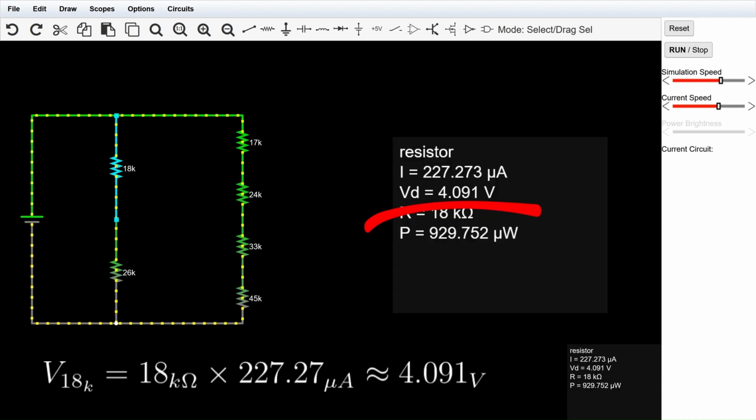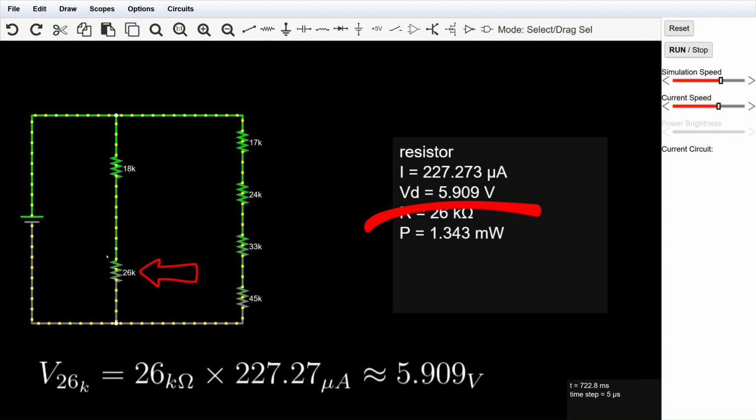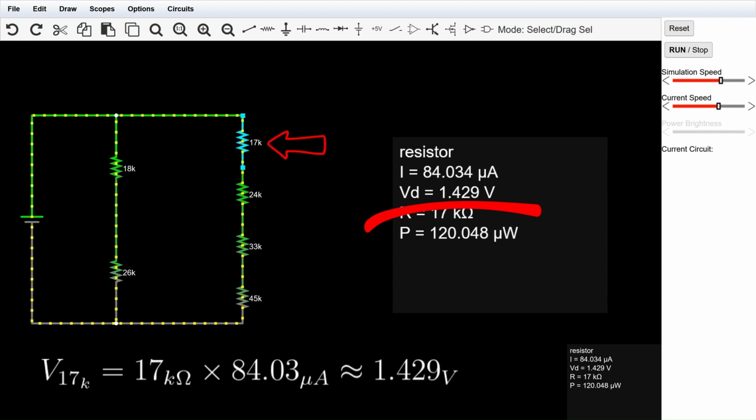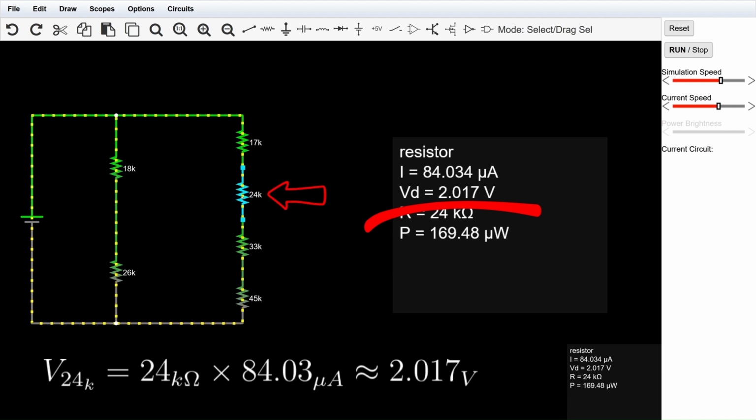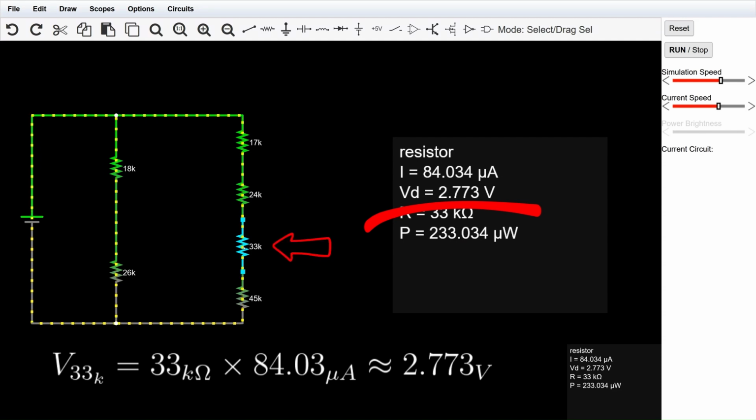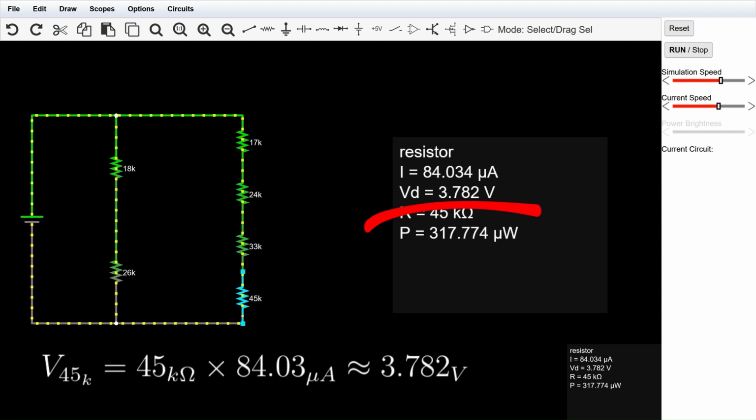Resistor 18 kilo ohm voltage is 4.091 volt. Resistor 26 kilo ohm voltage is 5.909 volt. Resistor 17 kilo ohm voltage is 1.429 volt. Resistor 24 kilo ohm voltage is 2.017 volt. Resistor 33 kilo ohm voltage is 2.773 volt. Resistor 45 kilo ohm voltage is 3.782 volt.